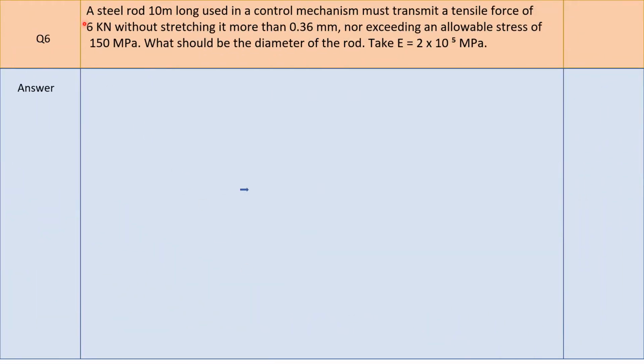A steel rod 10 meter long used in a control mechanism must transmit a tensile force of 6 kN without stretching it more than 0.36 mm nor exceeding an allowable stress of 150 megapascal. What should be the diameter of the rod? Take E is equal to 2 into 10 raised to 5 megapascal. Now megapascal means 1 megapascal is 1 Newton per mm square.